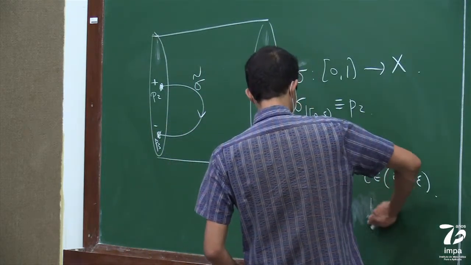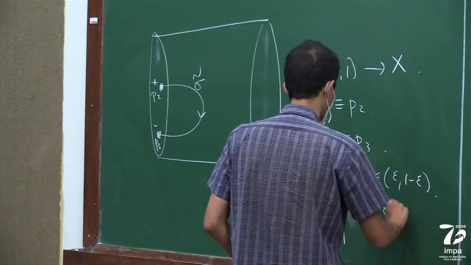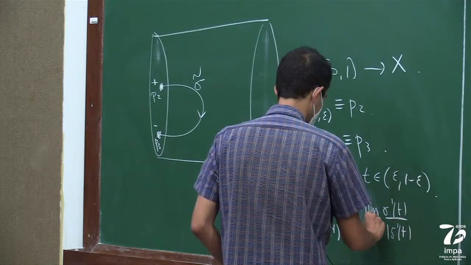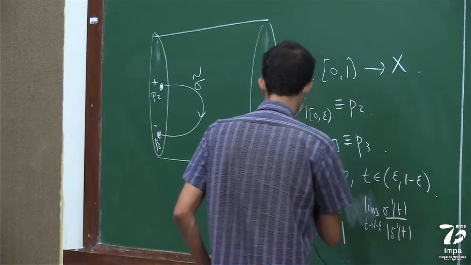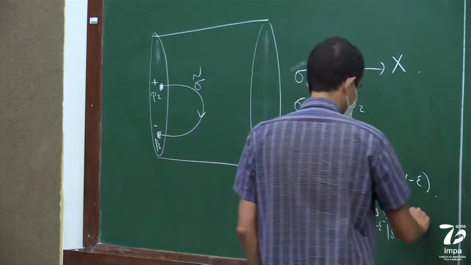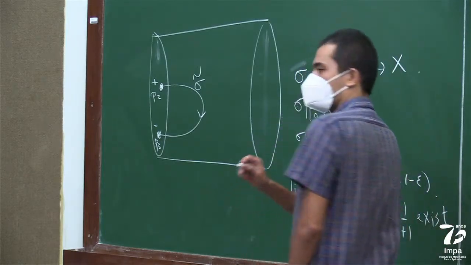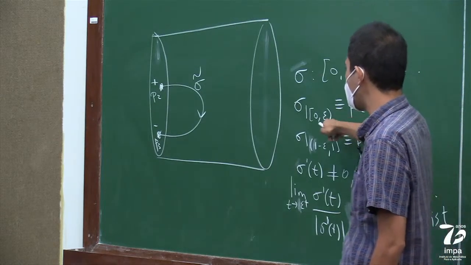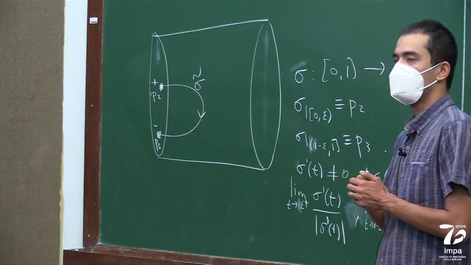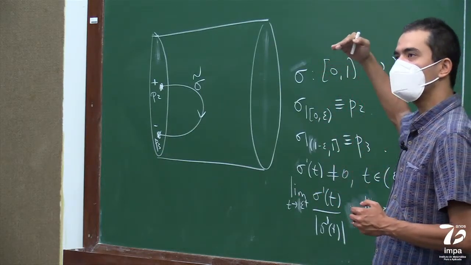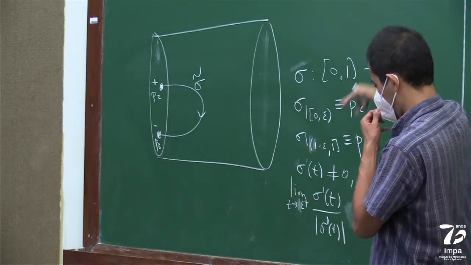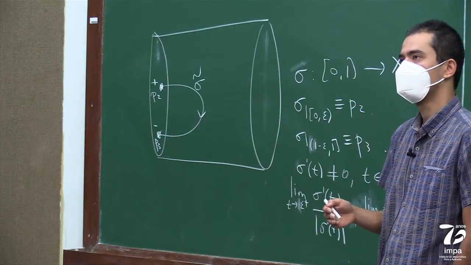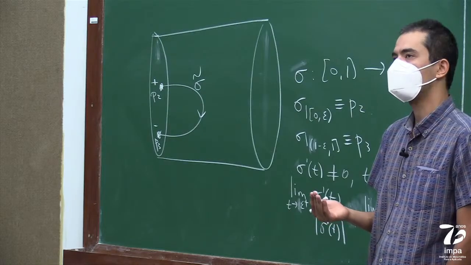So this exists, and the limit of sigma prime over norm of sigma prime as t goes to 1 minus epsilon, and also from the other side, these two limits exist. Of course, if I have this condition, then sigma prime at epsilon and anything smaller is going to be 0. But I can assume that the unit vector of sigma prime is converging to something as I get close to this limit.